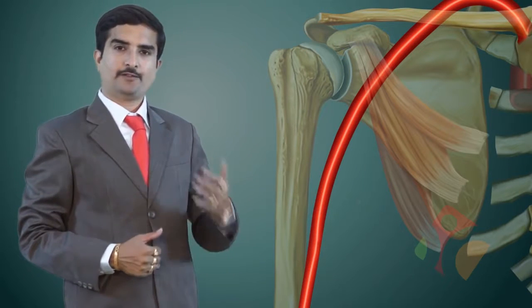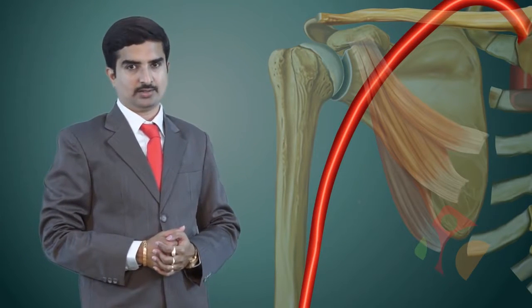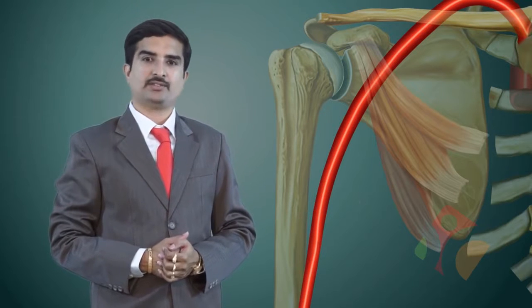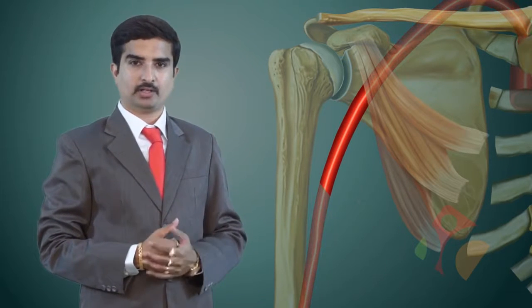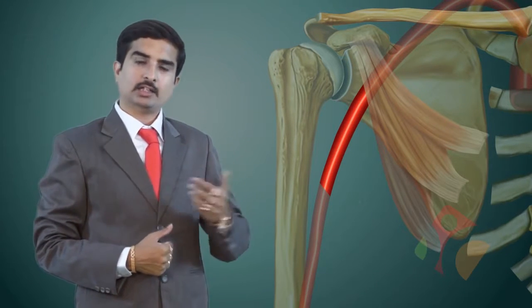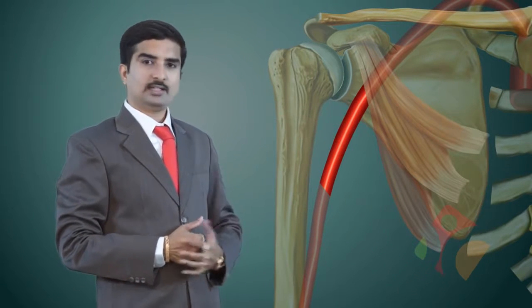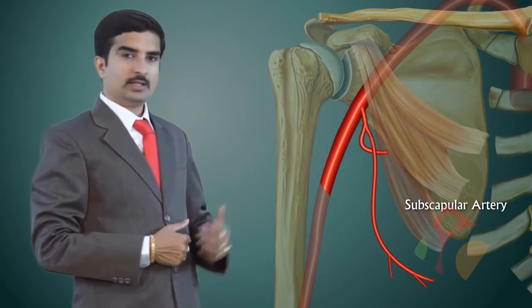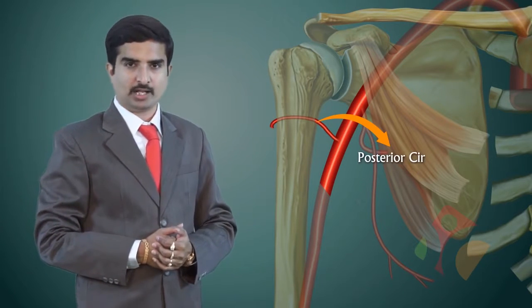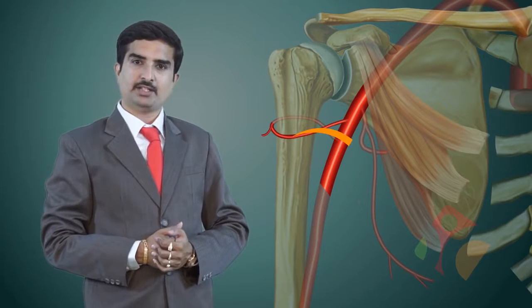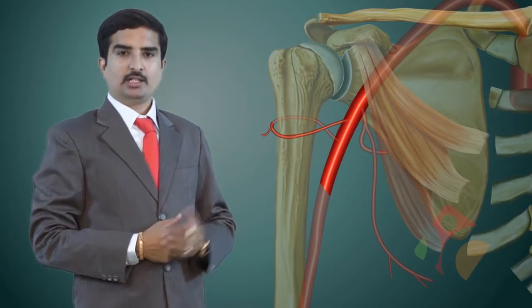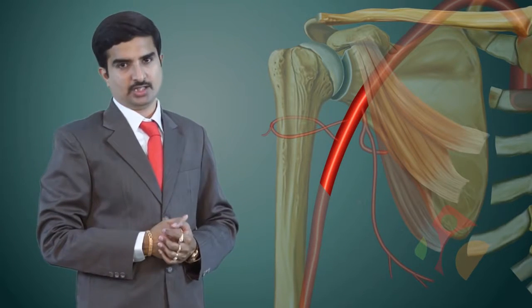After knowing the branches arising from the first and second part of the axillary artery, now let us see what are the branches arising from the third part of the axillary artery. The third part of the axillary artery gives off three branches in total. One is the subscapular artery, the second one is the posterior circumflex humeral artery, and the third one is the anterior circumflex humeral artery. Now let us take these arteries in detail.